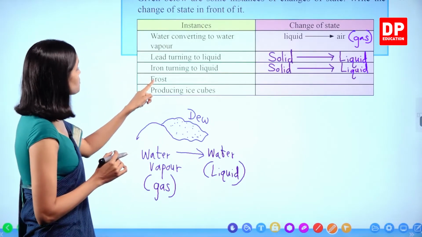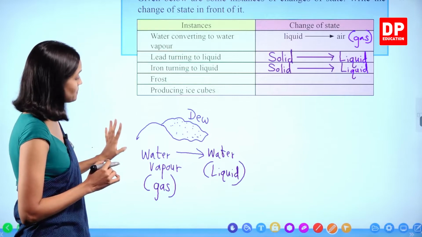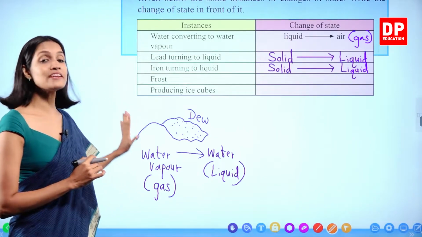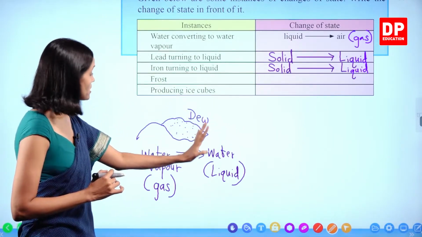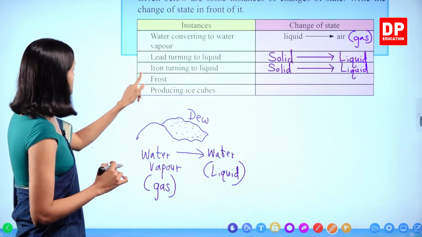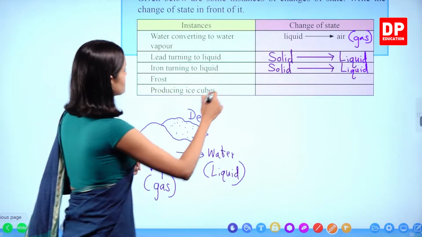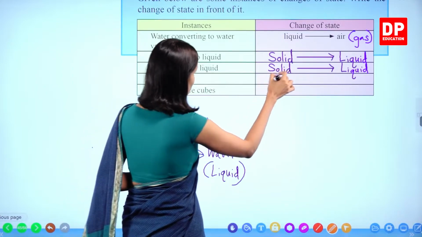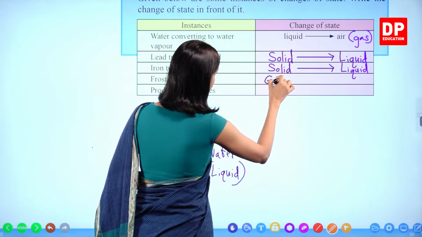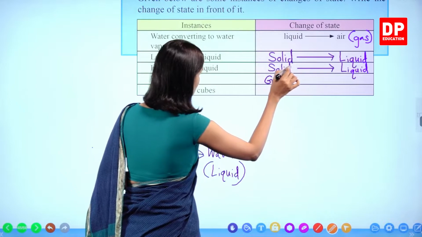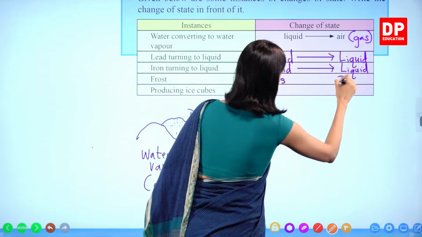Okay? Therefore, during formation of frost, what happens? Water vapor straight away changes to solid ice. Okay? Right. So, frost, water vapor, which means gas. Change of state is gas to solid straight away.